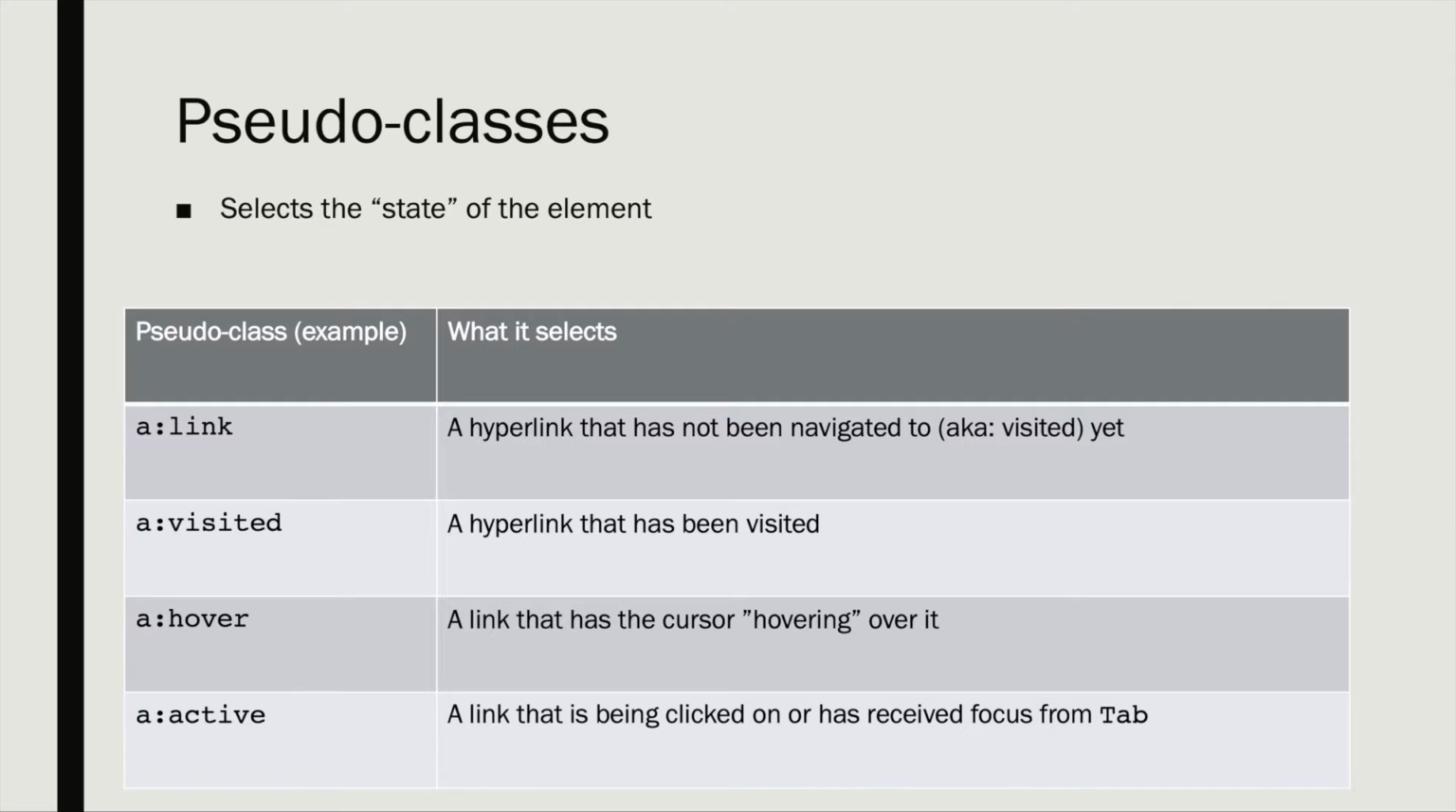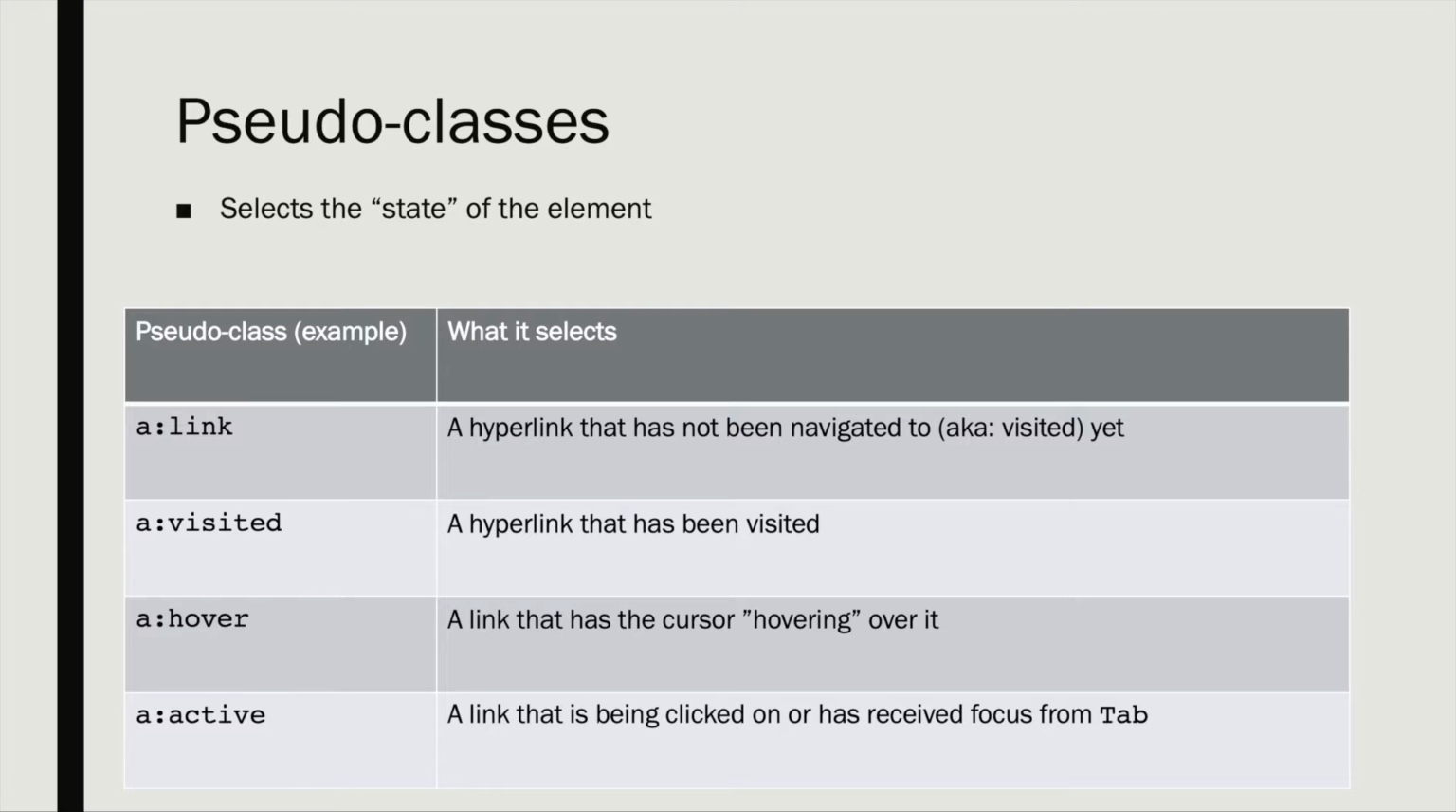But not all browsers support pseudo classes for div tags, so the chances are the number one use you'll have for pseudo classes is the anchor tag, which is perfectly fine. A pseudo class selects the state of an element. For example, you have anchor tag colon, then the word link. This selects a hyperlink that has not been navigated to or visited yet.